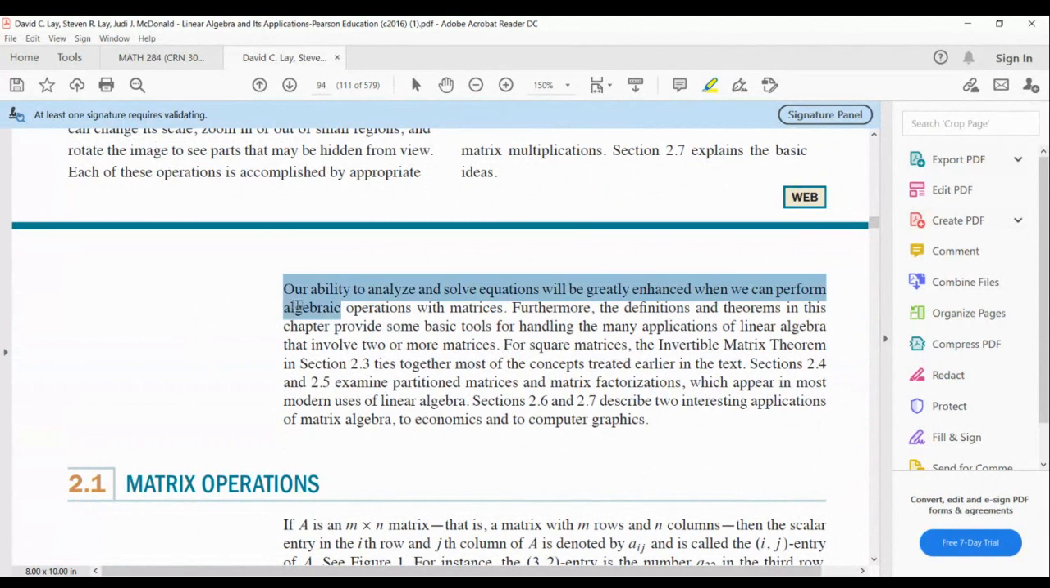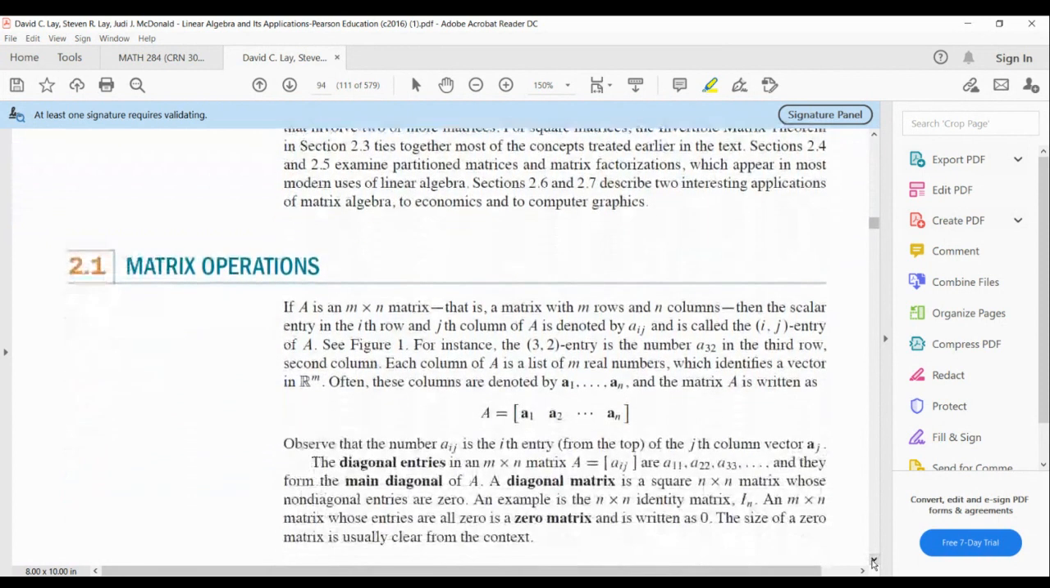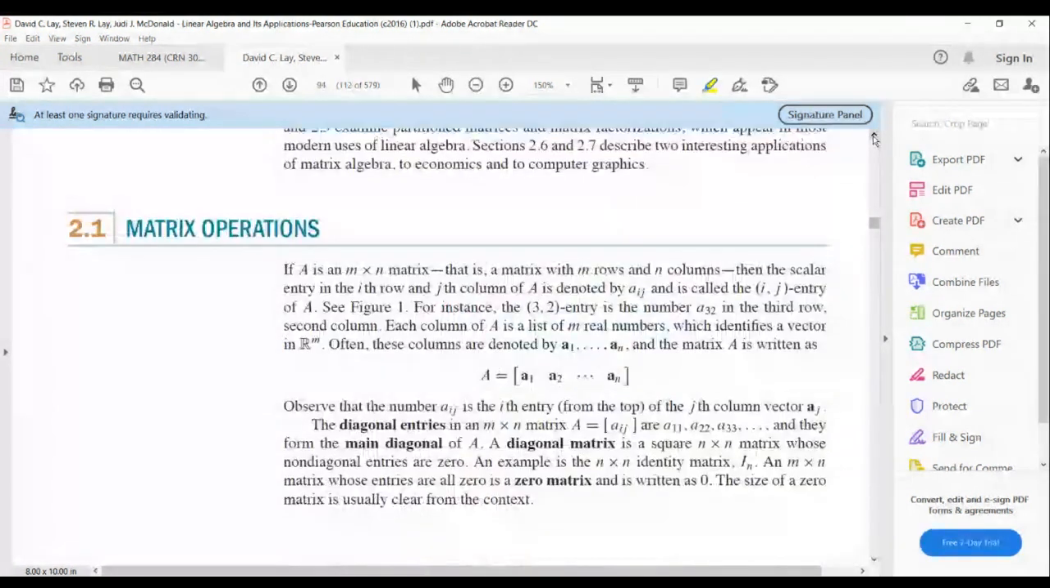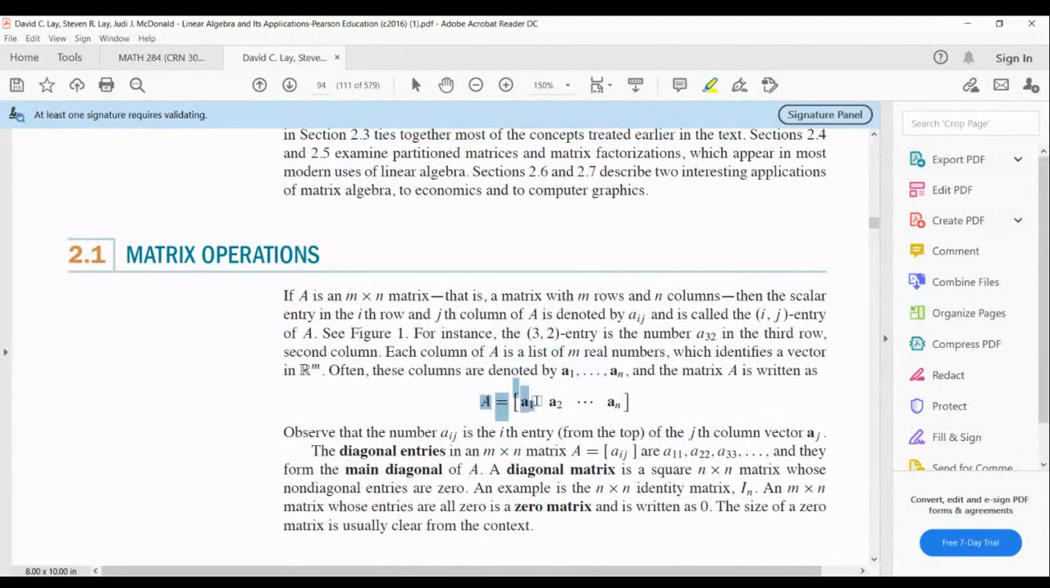So in section 2.1, chapter 2, our ability to analyze and solve systems of equations will be greatly enhanced when we can perform algebraic operations with matrices. They talk about representing a matrix A this way. If you have the columns of a matrix A denoted by A1 up through An, the matrix A can be expressed in this notation where they denote the column vectors of the matrix A.